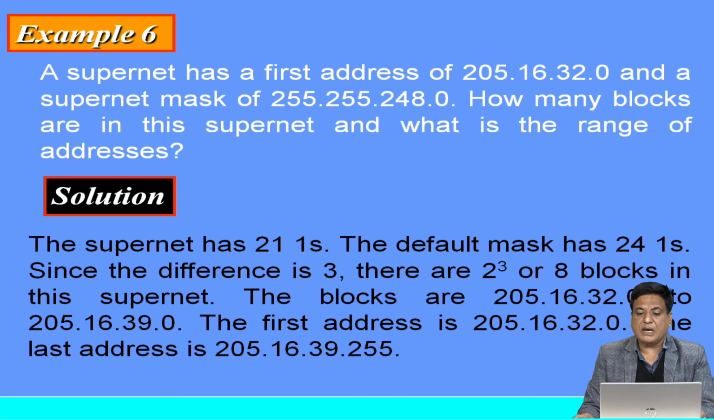It means our supernet contains 2 to the power of 11 hosts. Our supernet comprises 8 subnetworks converted into one supernet having 2 to the power of 11 hosts, instead of 2 to the power of 8 hosts in a class C network.